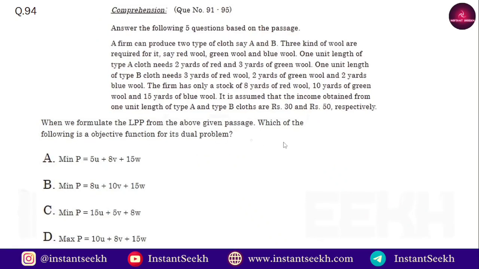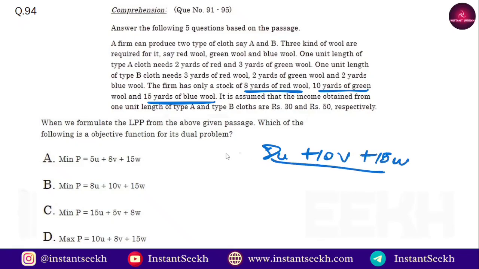Okay, we formulate the LPP. Which of the following is the objective function for its dual problem? That is the minimum. Okay, if you see here, 8 yards of wool, 10 yards of green wool, and 15 yards of blue wool. That is your 8u plus 10v plus 15w. If you state it like this, in a minimum, so straight away you can mark the answer. Option B will be your right answer for this particular question. Okay, let's move on to the next.